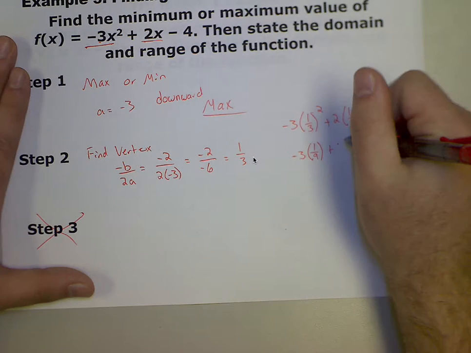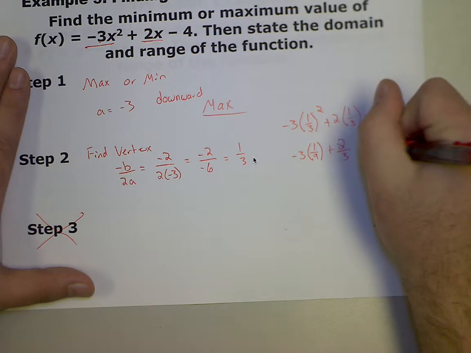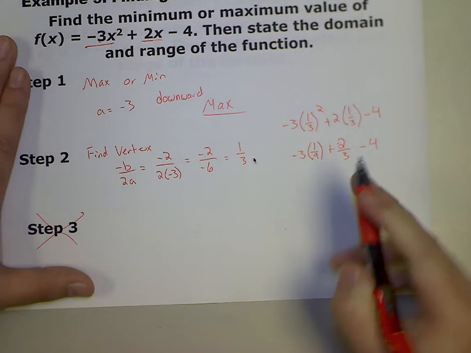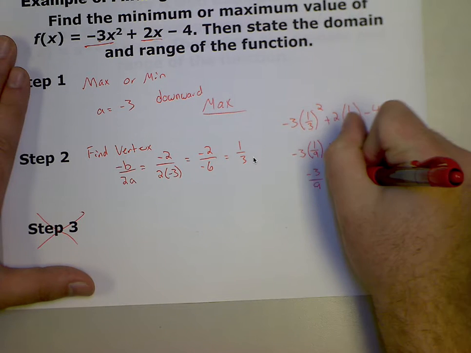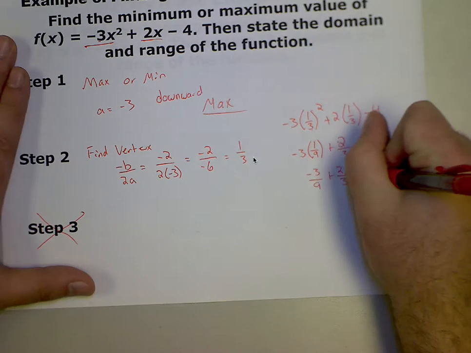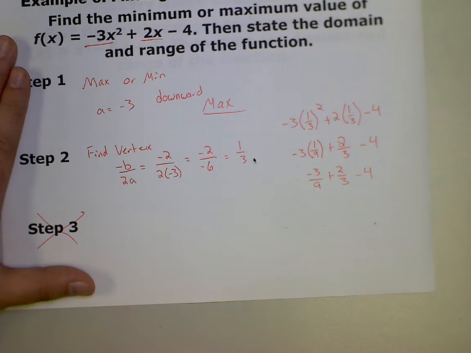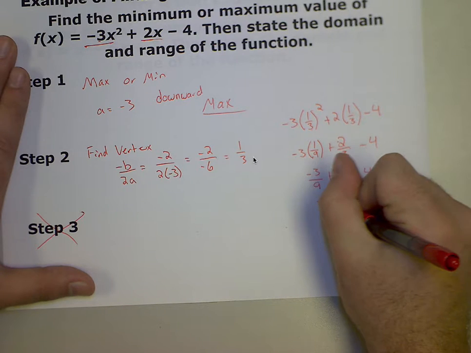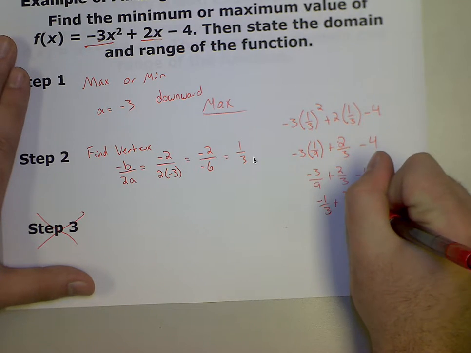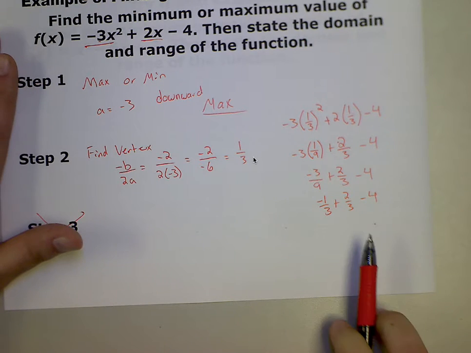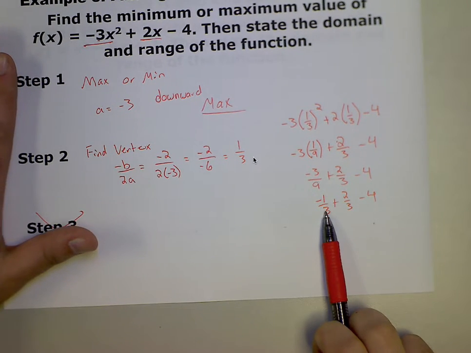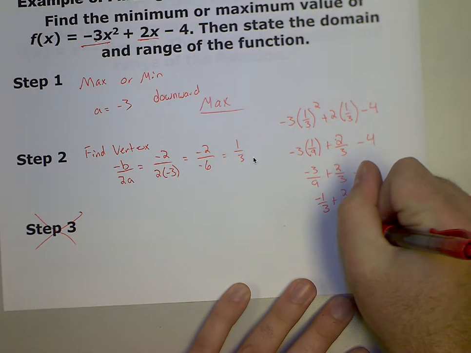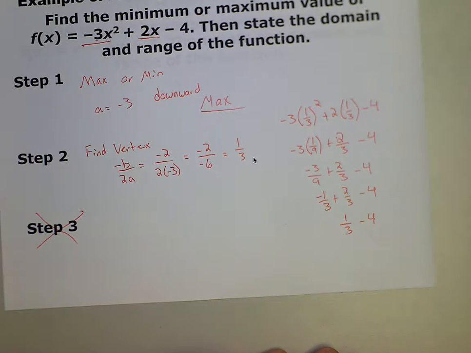That 2 will go into the top, so I'll have 2 over 3 minus 4. Now I need to multiply by negative 3. That'll go into the top as well. So I have negative 3 over 9 plus 2/3 minus 4. Now I can reduce negative 3 over 9. That's going to be a negative 1/3 plus 2/3 minus 4. So if I have 2/3 and I'm adding a negative 1/3 to it, that's the same thing as doing 2/3 minus 1/3, which would leave me with 1/3 minus 4.